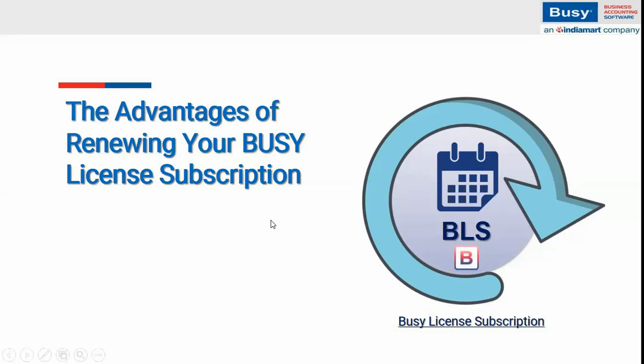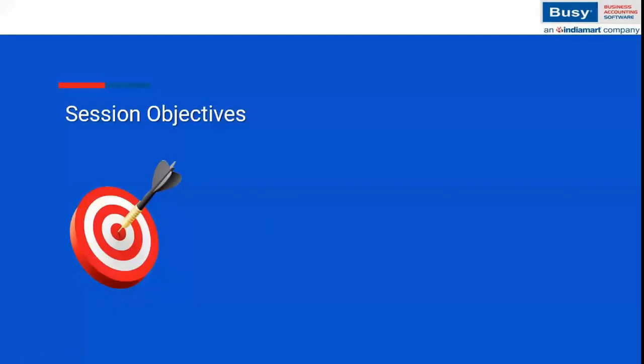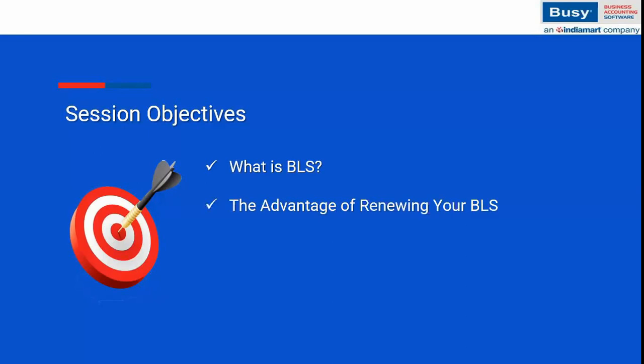So first is session objectives. These are the session objectives. Number one, what is BLS? Number two, the advantages of renewing your BLS. Number three, features linked with BLS. And number four is Q&A, the last one, for the query session. So these are the topics, and we will understand these points one by one in detail.